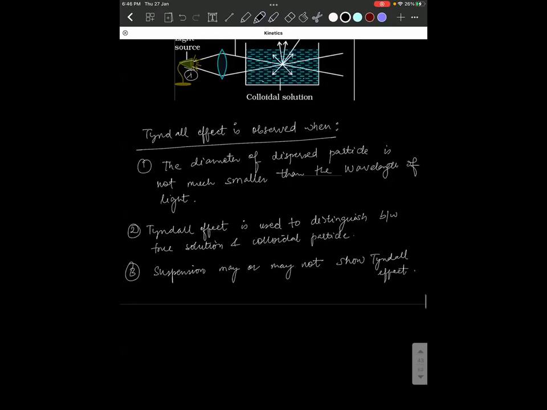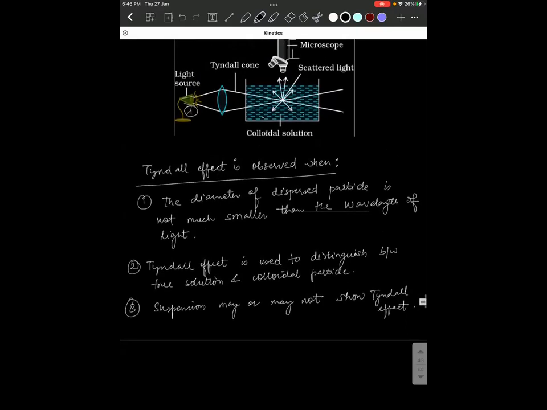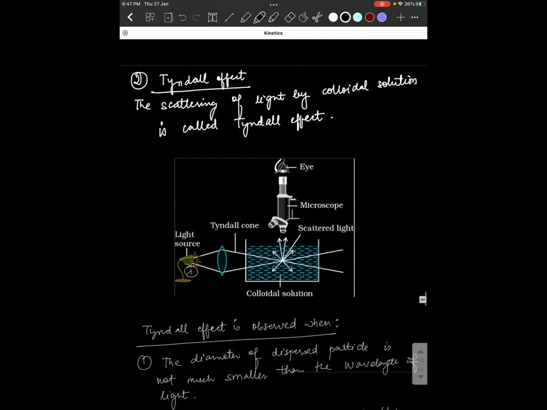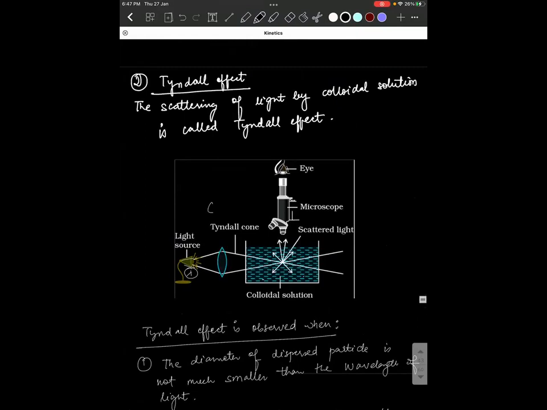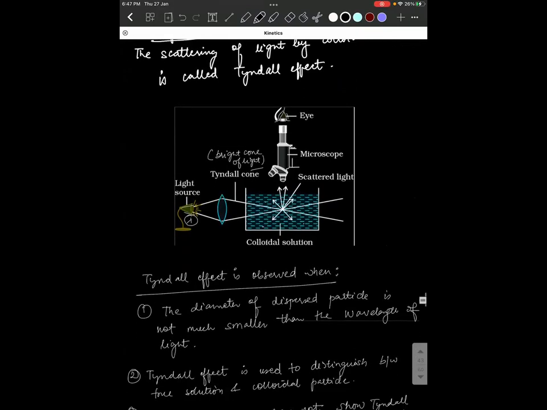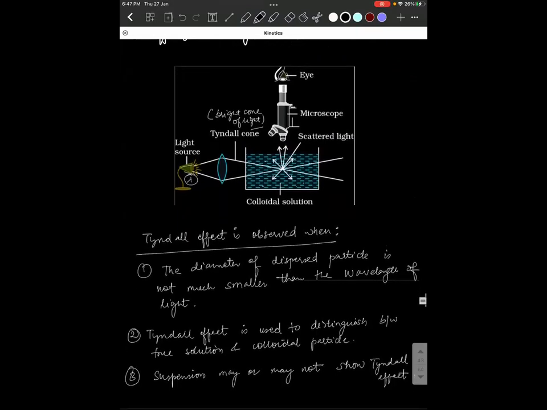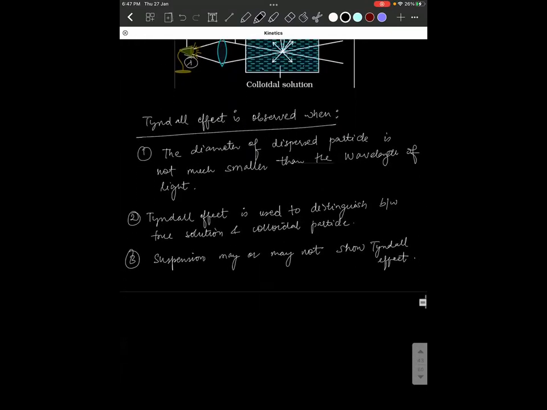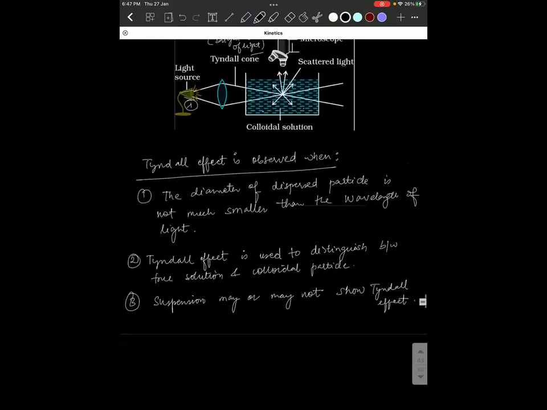Okay. Now, what is this Tyndall cone? This Tyndall cone is a bright cone of light. Okay. So this was Tyndall effect. Yes. So this was the second property of colloid. Are you done with it? Yes.